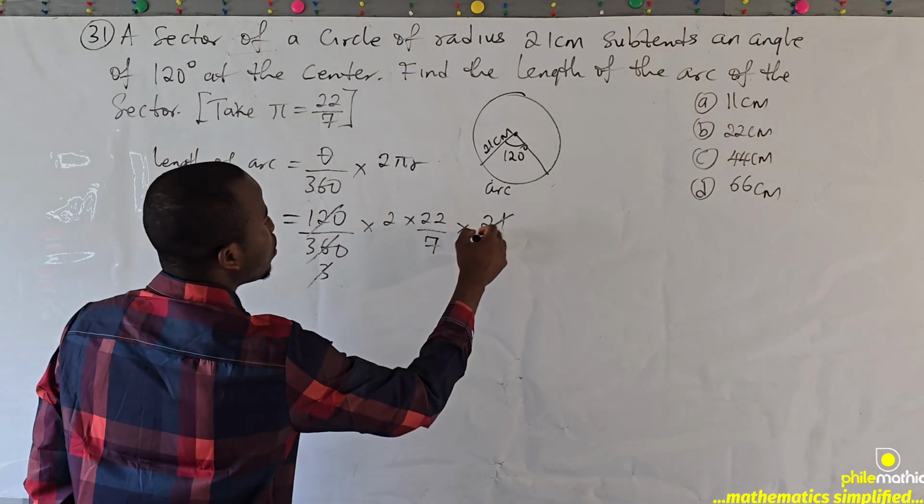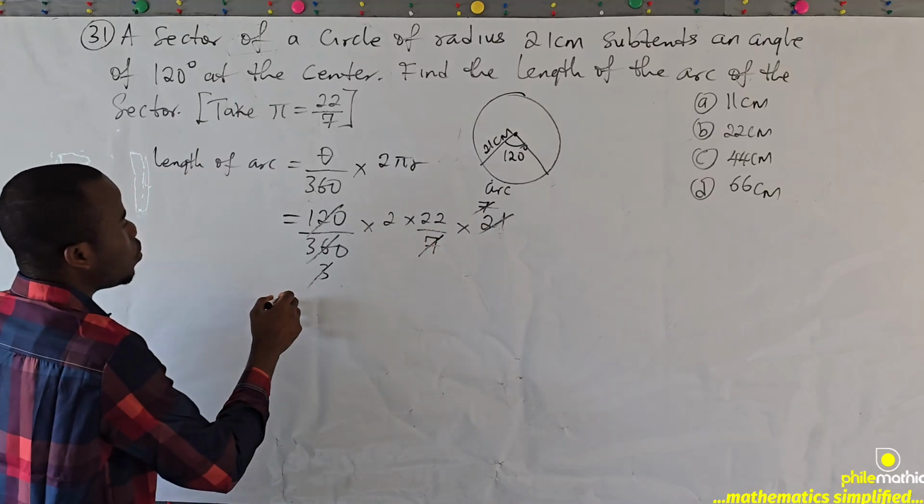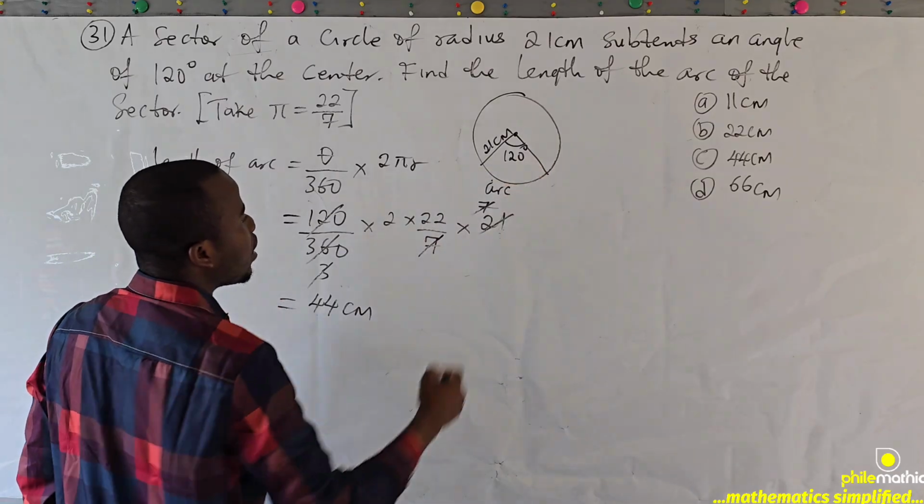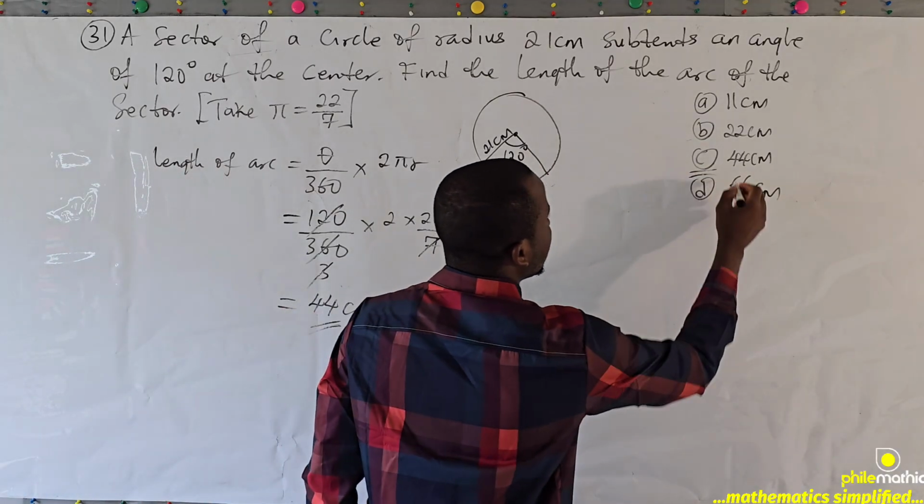3 can go into 21 7 times. 7 can go 7, and 2 times 22 is 44. And so the length of this arc will be 44 cm, and that is C.